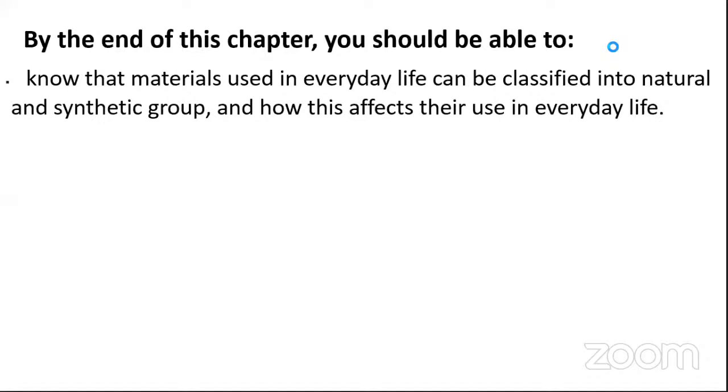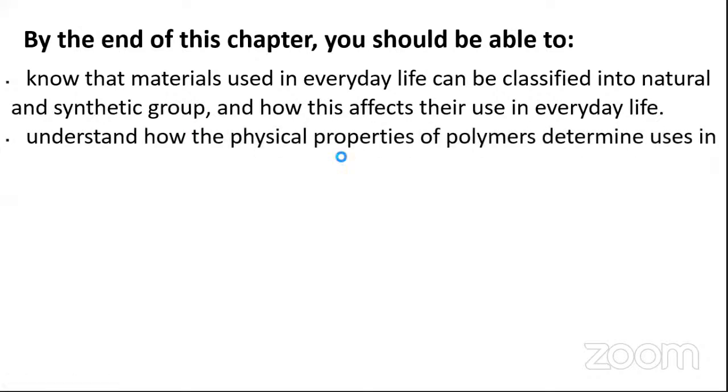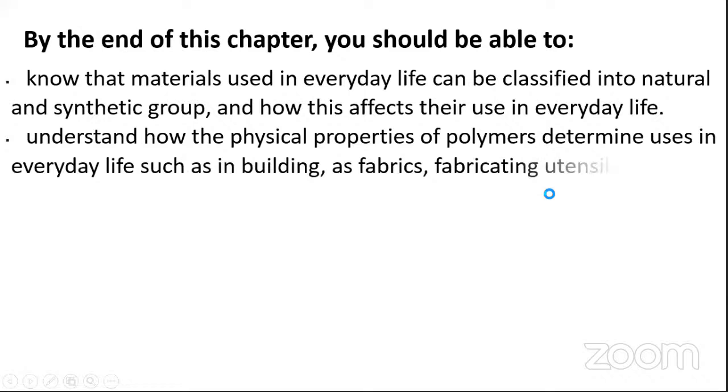All right. For the interest of time, we are grouping our materials as natural and as synthetic. And remember, we first defined the natural and also the word synthetic. So right now we know what we are talking about. If we continue, we need to understand the physical properties of polymers. Then we determine the uses in everyday life, including building, fabrics, then fabricating utensils.